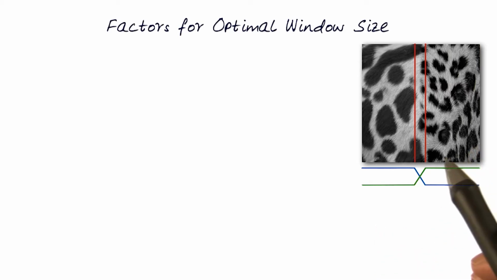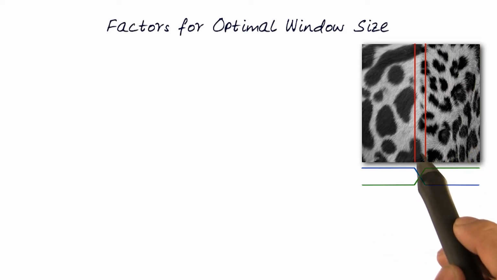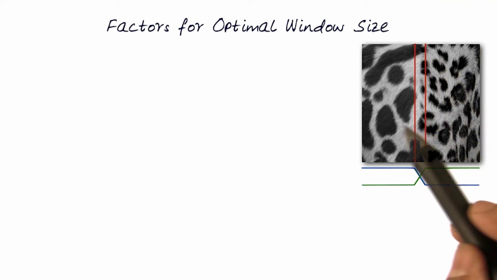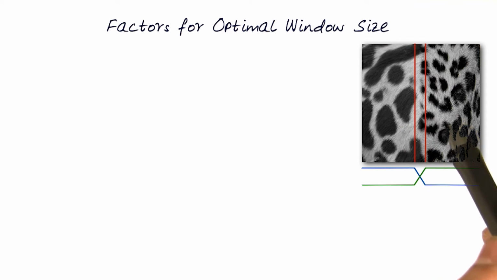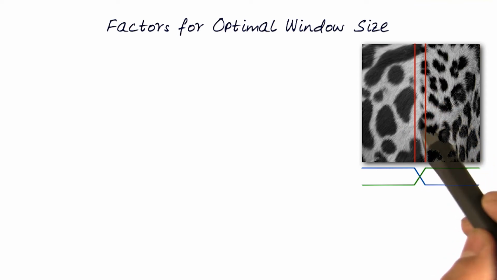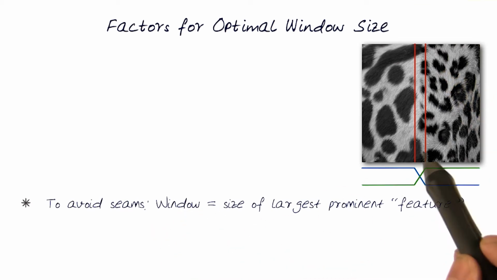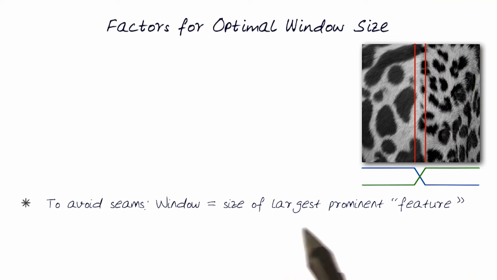So now let's ask the question, what are the different factors that impact the size of this window? We want to be able to find the most optimal window for a series of target images to generate a novel image that gives us the best possible blend. To avoid seams of any form, the size of the window that we want should be equal to the size of the largest prominent feature.